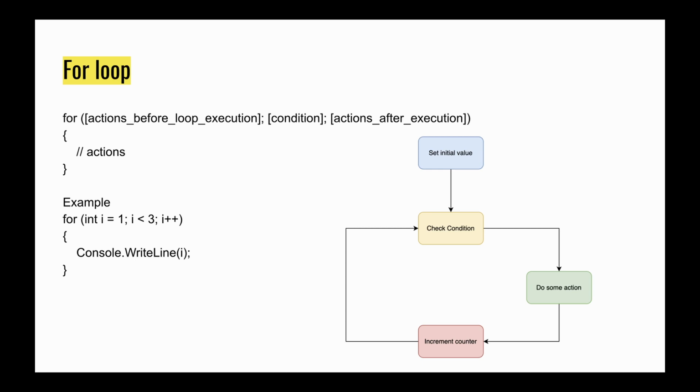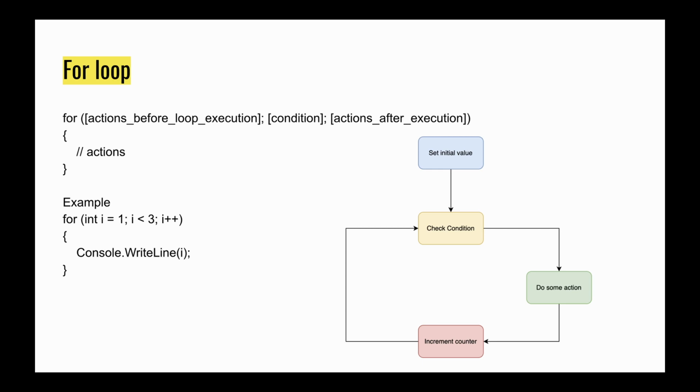The second part is the condition I is less than 3. That is, while the variable I is less than 3, the loop will be executed. The third part, the actions performed after the completion of the actions from the loop block, increases the variable I by 1. The entire process of the cycle can be represented as follows.